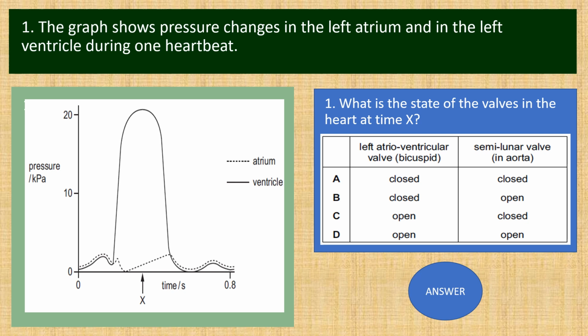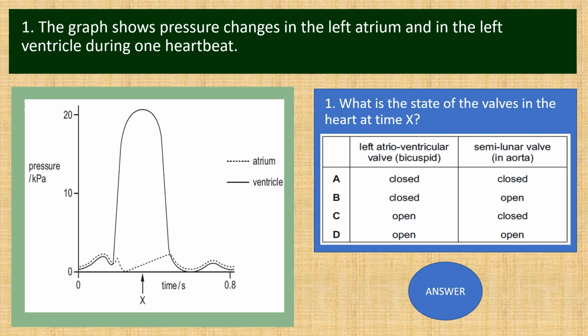Question number 1. The graph shows pressure changes in the left atrium and in the left ventricle during one heartbeat. Check the graph. What is the state of the valves in the heart at time x? So let us consider these two valves, the left atrioventricular valve or the bicuspid, and the semilunar valve in the aorta. Choice letter A. Both of them are closed.